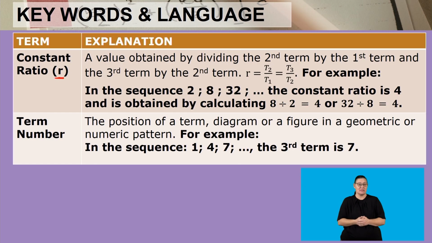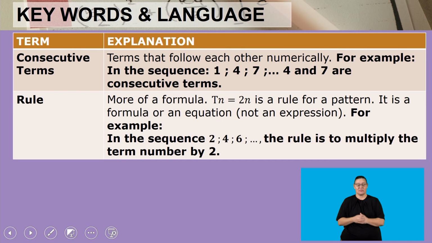Then we have a term number, and that is the position of a term, diagram or a figure in a geometric or numeric pattern. For example, in the sequence 1, 4, 7, the third term there is the 7 because the 7 is in the third position. Then we have consecutive terms, which are terms that follow each other numerically. For example, in the sequence 1, 4, and 7, 4 and 7 are consecutive because they are terms that follow each other.